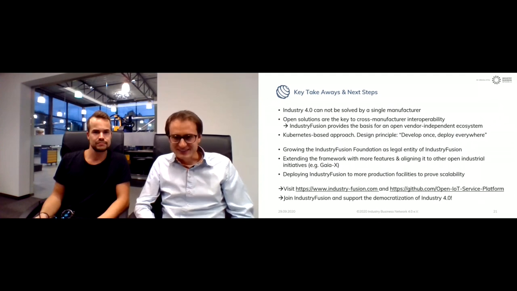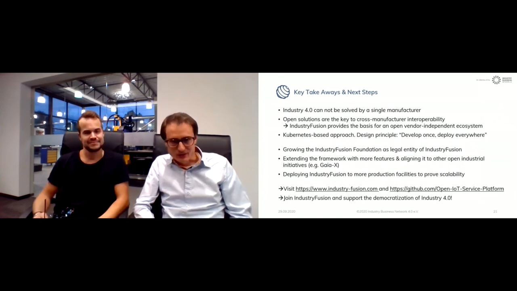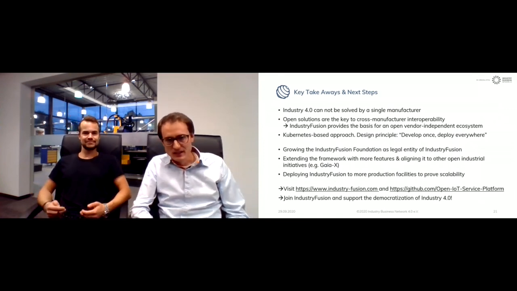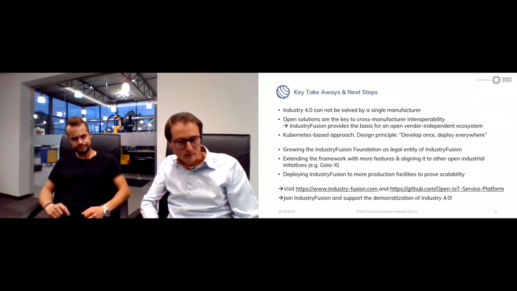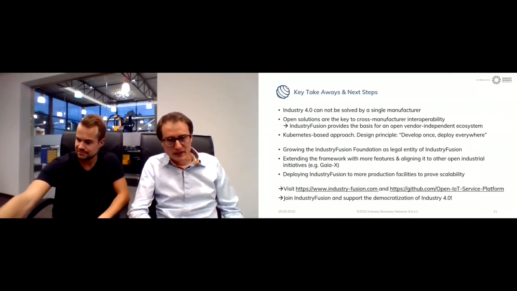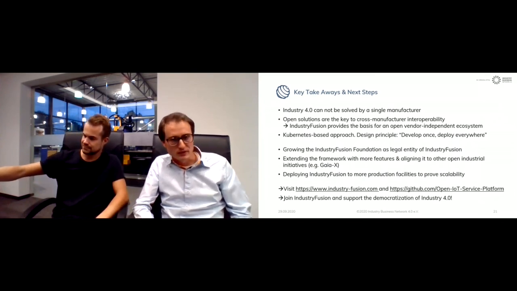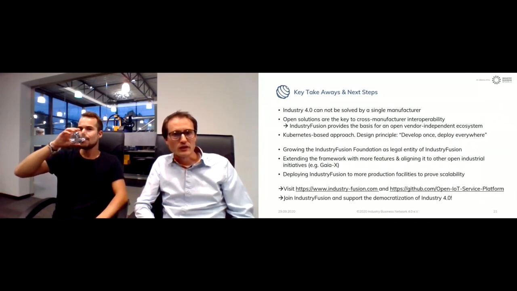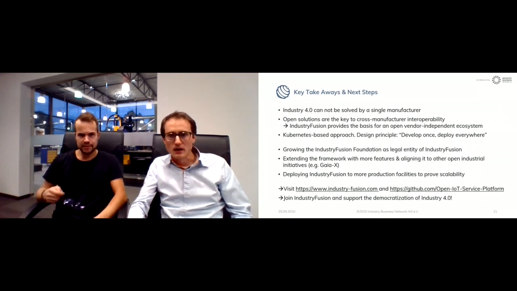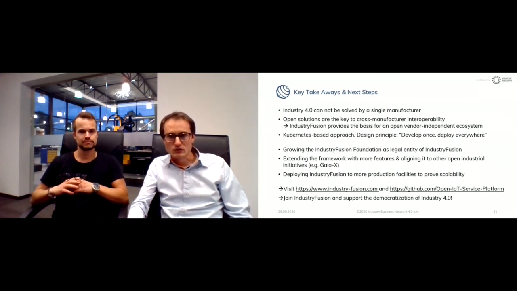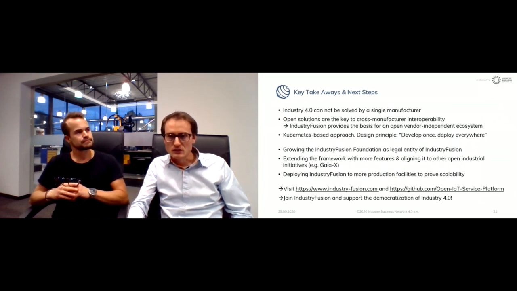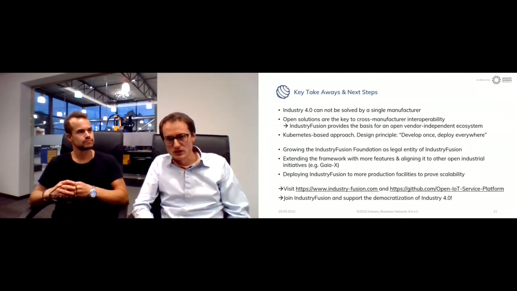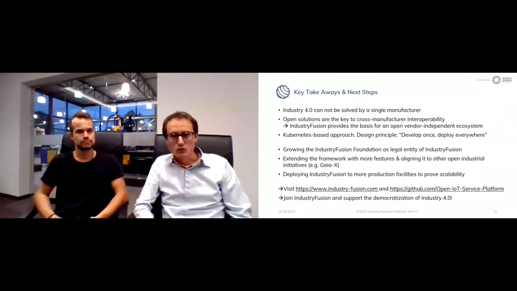So, I'm on the last slide now. The key takeaways from our side of the presentation are that Industry 4.0, from a small but also from a big company, can never be solved by a single manufacturer, as it's always about interoperability between different machines, between different manufacturers, between different facilities that have to work together. So open solutions are the key to cross-manufacturer interoperability, and IndustryFusion is a solution that really offers the basis for such a vendor-independent ecosystem on which different services and new business models can be built.